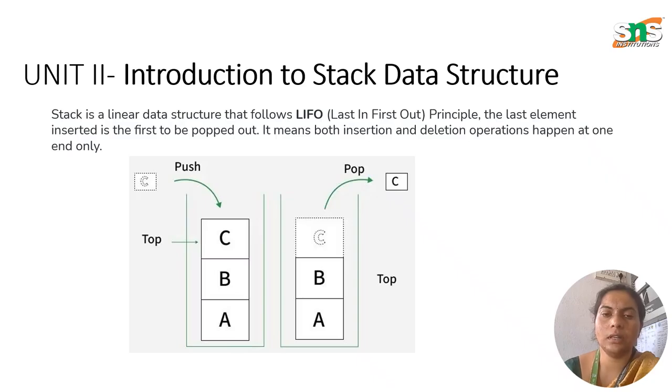In this diagram it is clearly shown that A, B, C are inserted into the stack in sequential form. If you want to delete an item from the stack, the element C, which entered last, will be popped out first. After C is popped out, then B is popped out, and then A is popped out. So the element which entered last is popped out first, and the top pointer points to the most recently inserted element. So this is the overall structure of the stack in data structures.